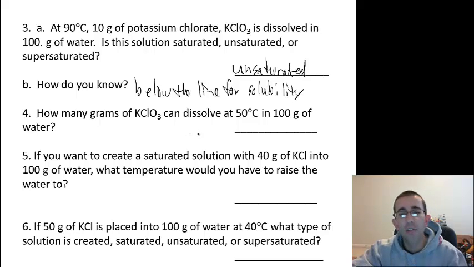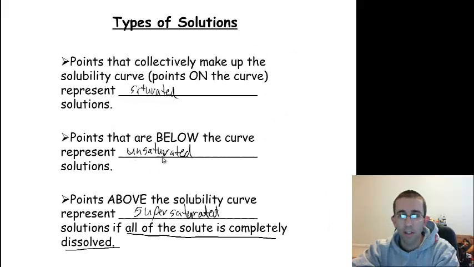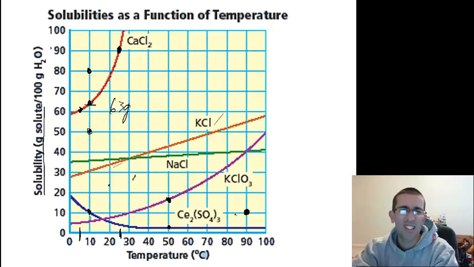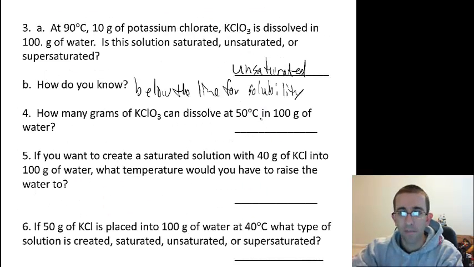How many grams of KClO3 can be dissolved at 50 degrees Celsius? Okay. So I go to 50 degrees Celsius. Trace up to KClO3. And how many grams is that? I'm going to say that's 17 grams.